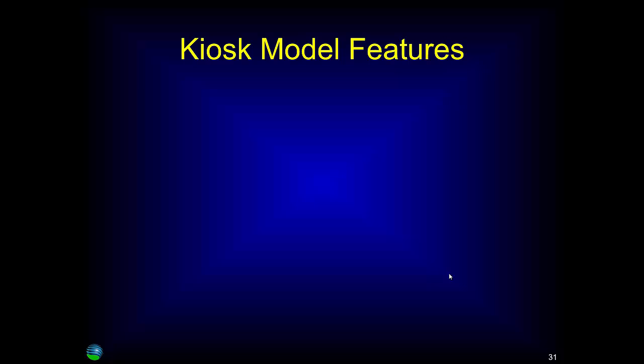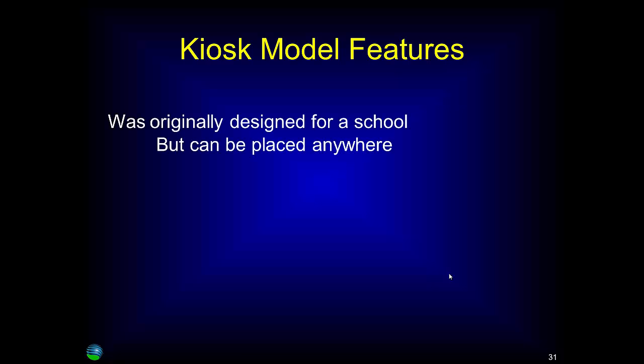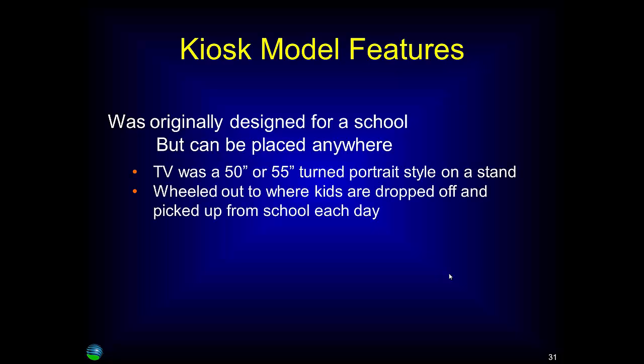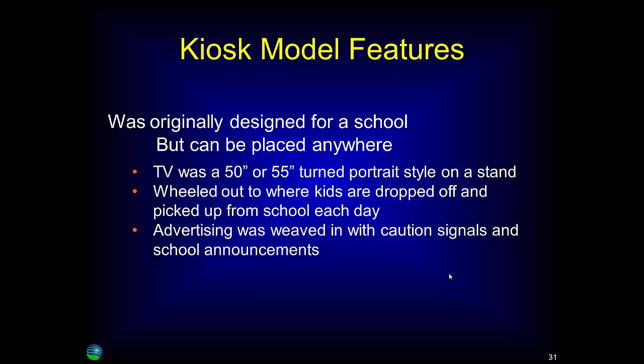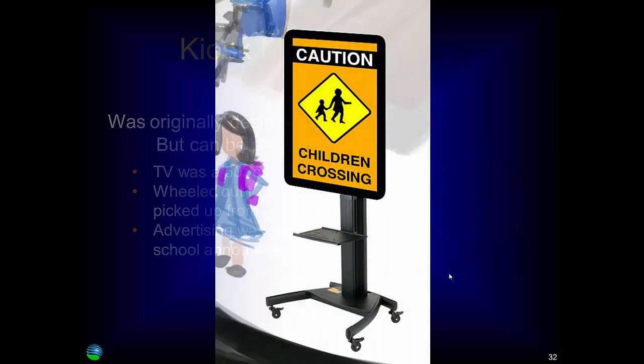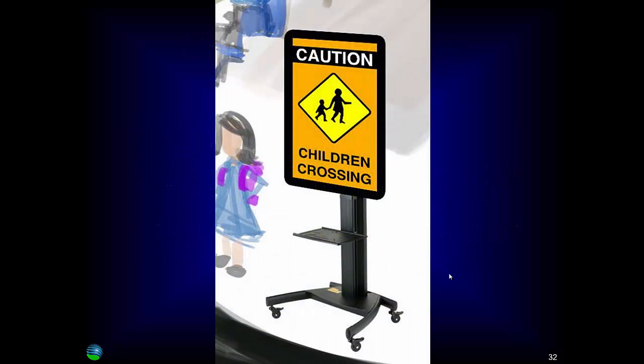We also have another model that we refer to as our kiosk. It was originally designed for a school, but it can actually be placed anywhere. The typical kiosk has a 50 or 55-inch TV turned portrait, and at the schools, the kiosk is wheeled out where the kids are dropped off and picked up from school each day. Advertising is weaved in with caution signs and school announcements on the screen, and this gives you an idea of what the kiosk would look like.